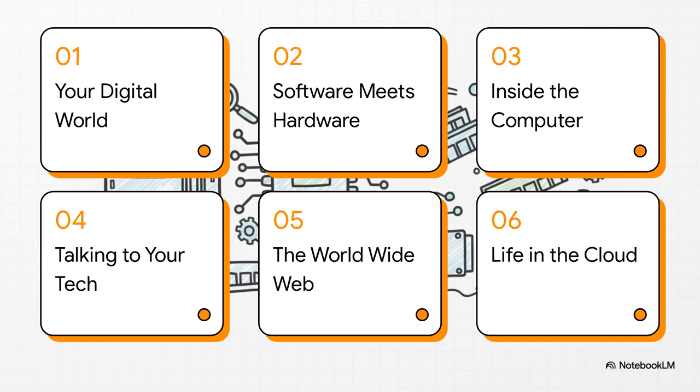So here's our game plan. We'll kick things off with the single most important part of any computer system, which is you and your place in this digital world. Then we'll dive straight into the machine itself, software, hardware, all the core parts, and how you talk to them. And finally, we'll zoom way out to see how your computer connects to, well, everything through the web and the cloud.